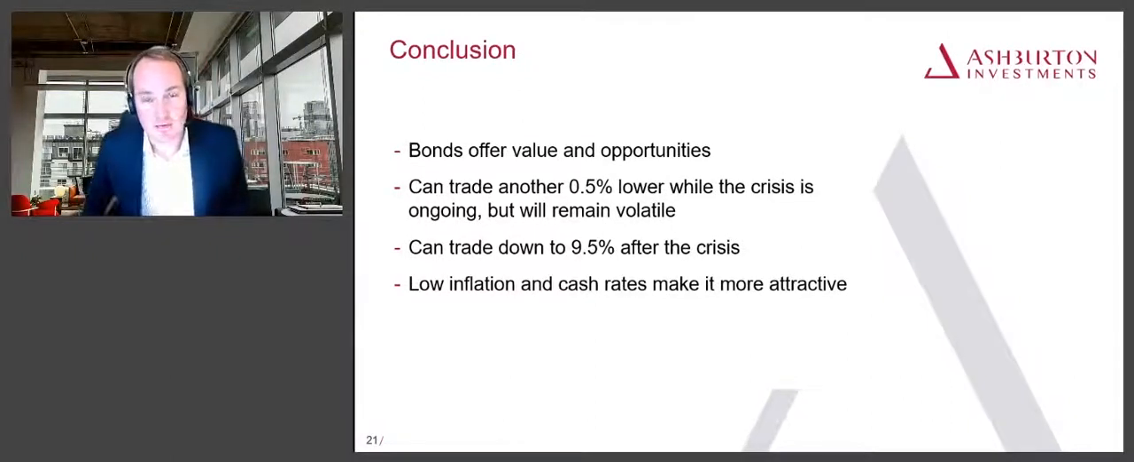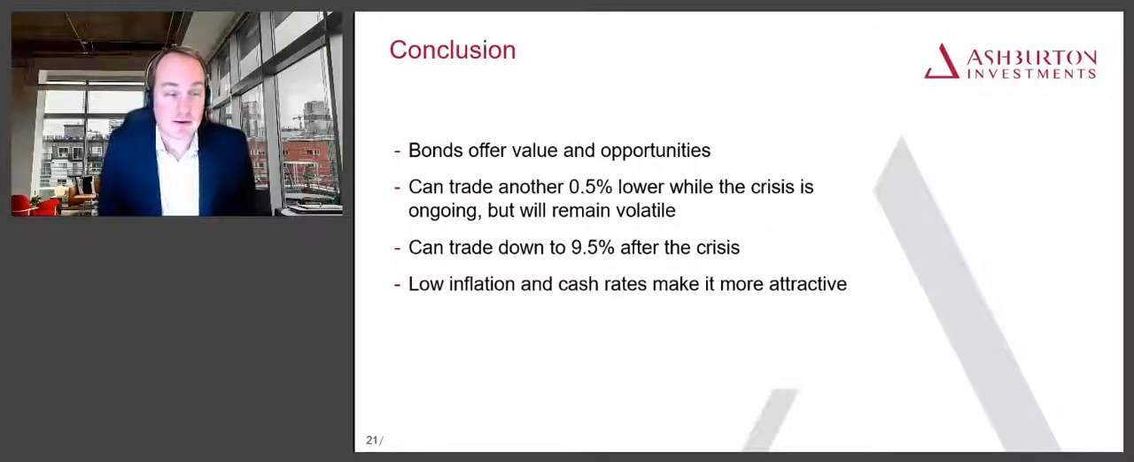Our bond fund has been relatively overweight duration from about the end of March. We'll have another fixed income meeting in a couple of days, and we'll discuss what the duration positioning will be going forward. We have benefited quite nicely from the rally already, but even if there are no further rallies, the bond fund should give you decent returns on a 12 to 24 month outlook. We can trade down to 9.5% after the crisis. To put that in perspective, before the crisis in January and February, our fair value view for the South African 10-year bonds was between 8.75 and 9.25.